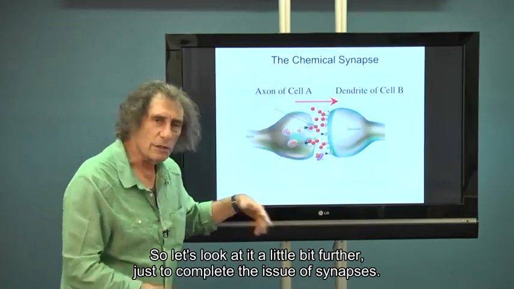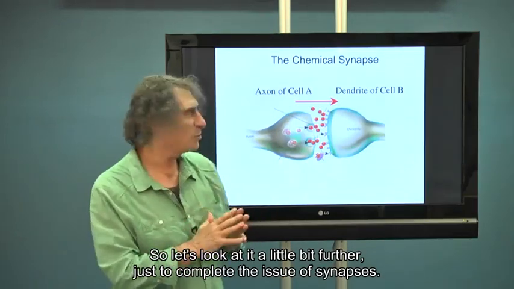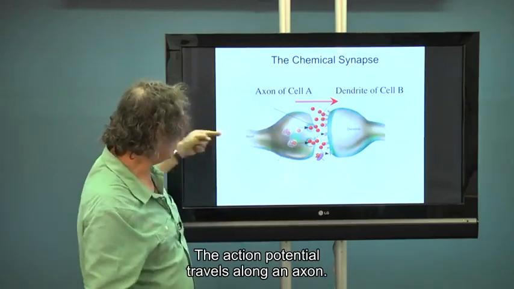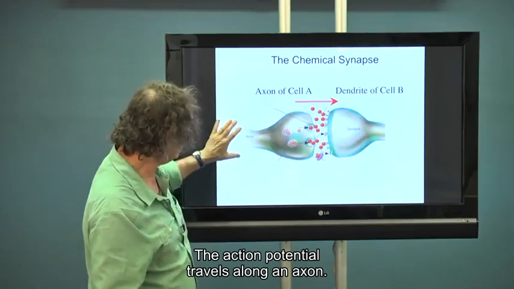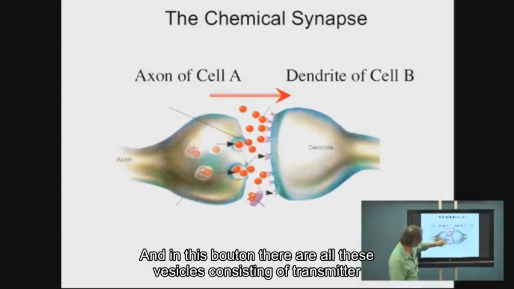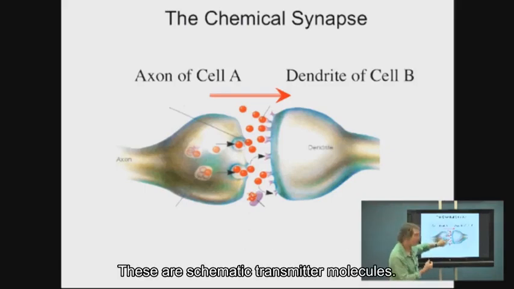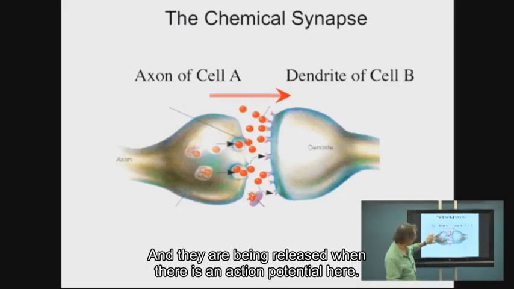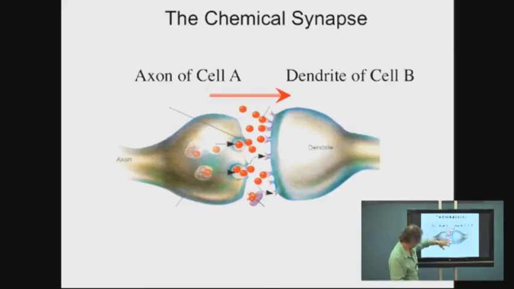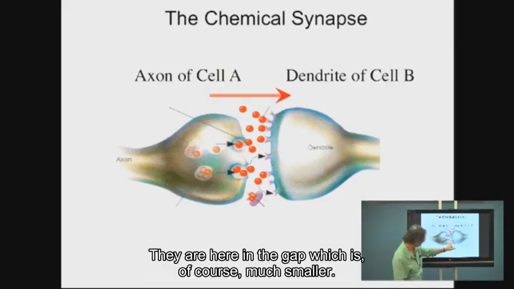So let's look at it a little bit further, just to complete the issue of synapses. A schematic view. This is an axon. The action potential travels along an axon. So the axon branches, and this is just one varicosity or one bouton. And in this bouton, there are all these vesicles consisting of transmitter molecules. These are schematic transmitter molecules, and they are being released when there is an action potential here. They are released to the gap, to the synaptic gap. They are here in the gap, which is, of course, much smaller.